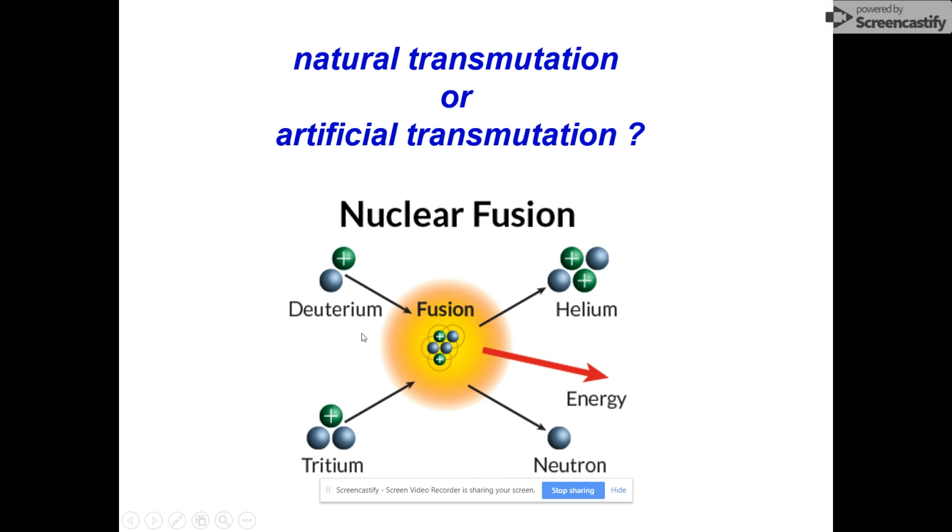Nuclear fusion. Deuterium and tritium are being slammed together, then fusion happens, and they produce a helium nuclei, and they emit energy and some neutrons. In this case, it's artificial. Both fission and fusion are artificial transmutation, where particles are slammed together.